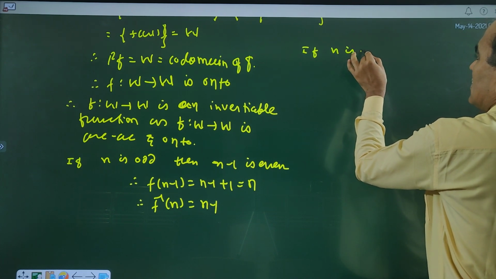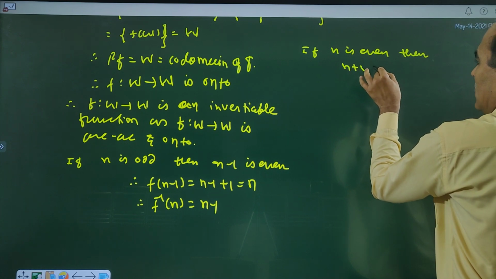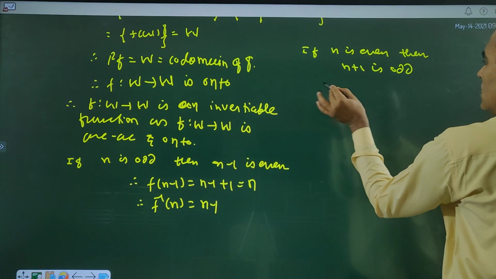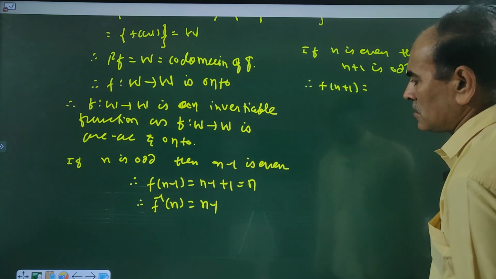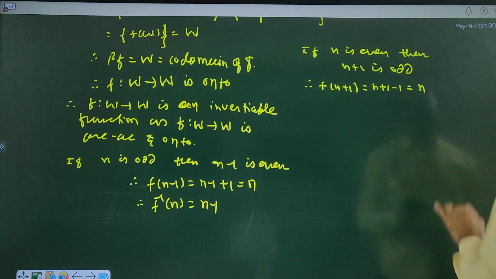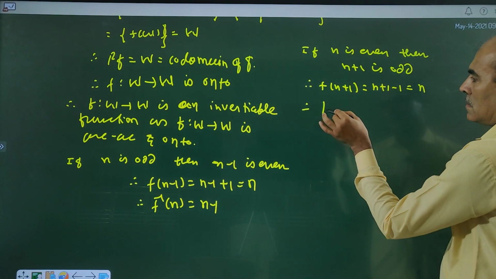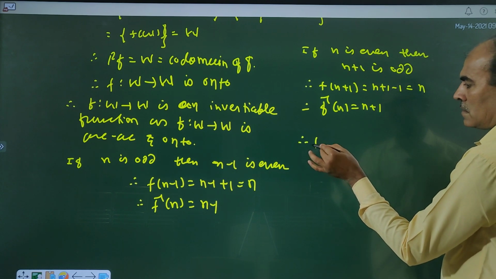If n is even, then n plus 1 is odd. And therefore, f of n plus 1 is equal to n plus 1 minus 1, that is n. And therefore, f inverse n is equal to n plus 1.